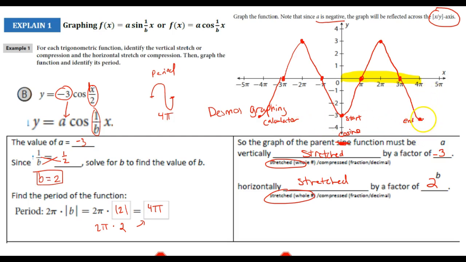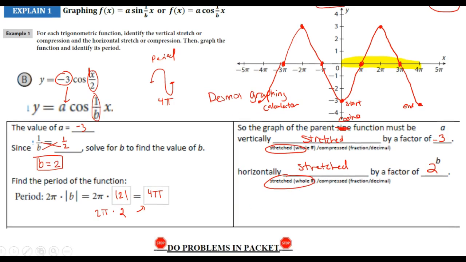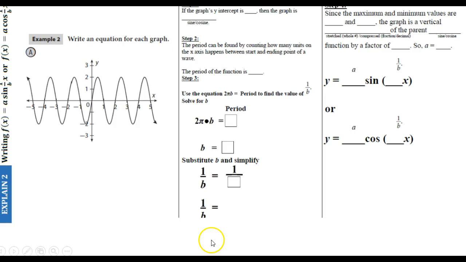Alright, that's our graph. Much like it says on your worksheets and now on my screen, stop here and do the problem in your packet. Okay? We'll come back with Explain 2 on the next video. Okay? See you soon.